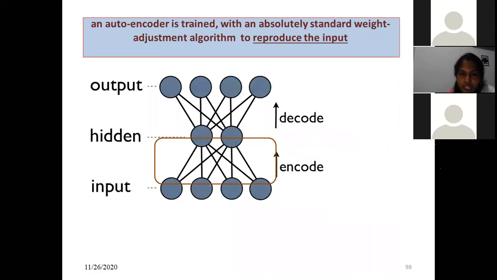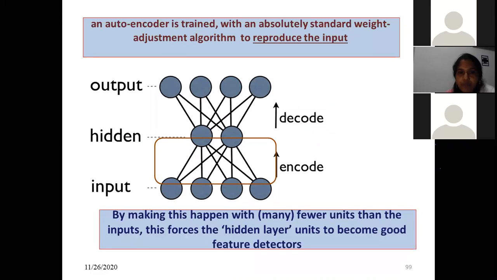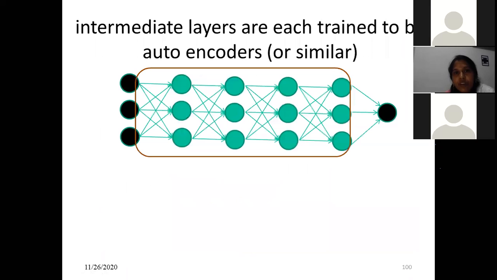So input to the hidden layer, the data is encoded, and we are going to apply a standard weight adjustment algorithm to reproduce the input, and it is trained, and from hidden to output it is decoded. Finally we get the output with better accuracy. This forces the hidden layer units to become good feature detectors. Encoding and decoding will save or return the most valid feature informations.